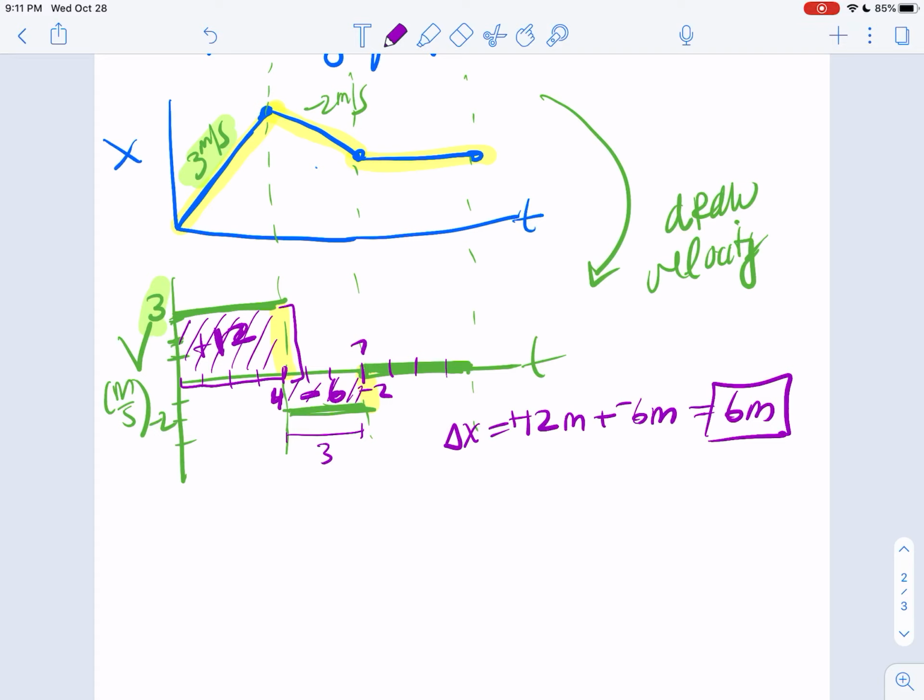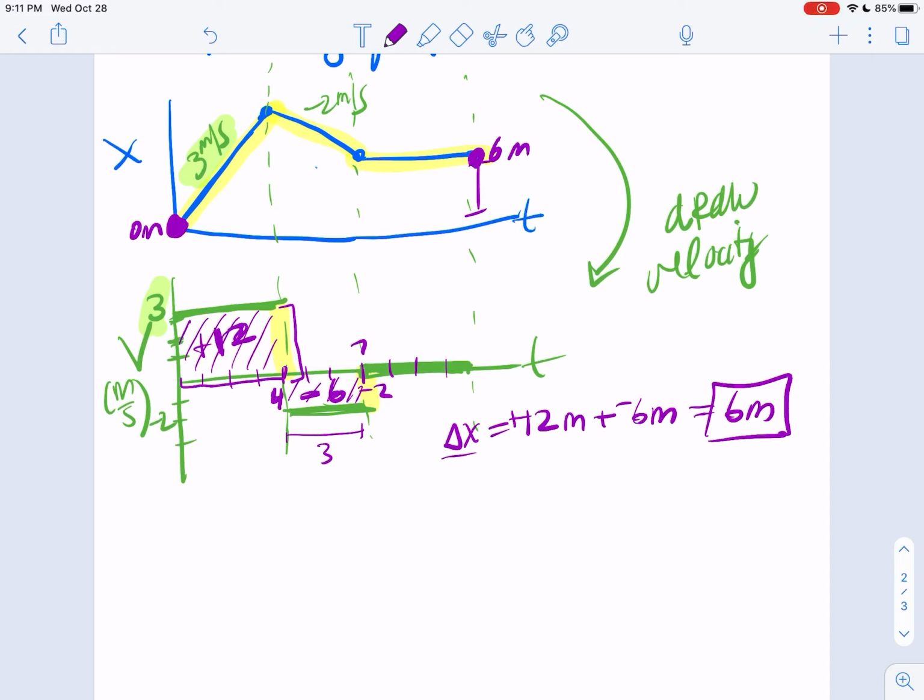Oh, that's not right. 3. Oh, yeah, it is. I'm thinking, because it started here. So from here to here, if this were the case, this would be 0, and this would be 6. It would have gone a total of positive 6.